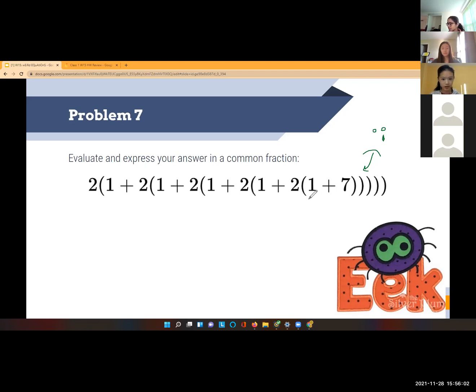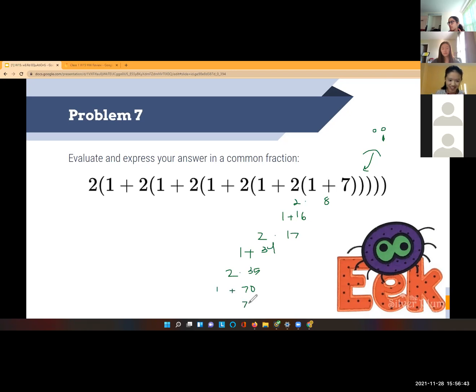So the inside parentheses is 1 plus 7, and that's just 8. So far so good. Then you multiply that by 2. So 2 times 8 would be 16. Then you add the 1 from that same parentheses, and that gives you 17. So far we've completed 2 sets of parentheses. Now we do it again. 2 times 17 is 34. 34 plus 1 is 35. Then we do it again. 35 times 2 is 70. And 70 plus 1 is 71.